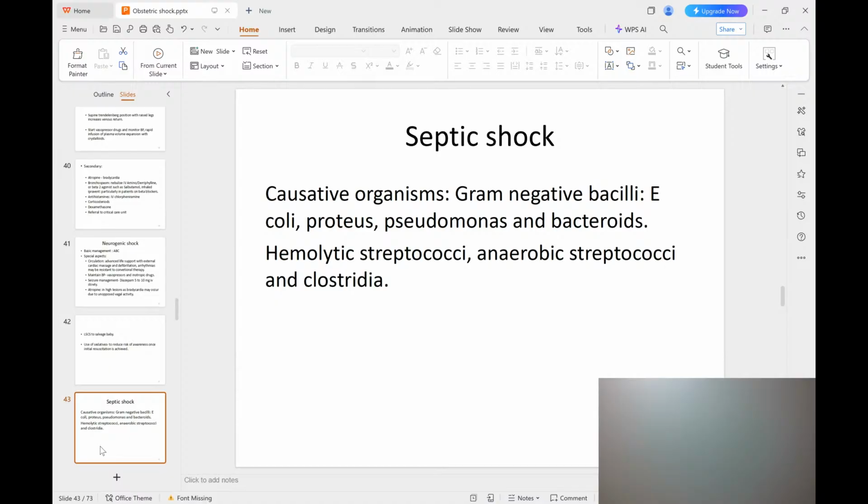Septic shock is another deadly complication. Usually, the causative organisms are gram-negative bacilli like E. coli, Proteus, Pseudomonas, beta-hemolytic streptococci, anaerobic streptococci, or Clostridia.